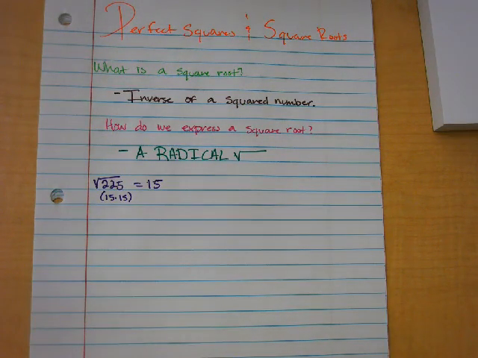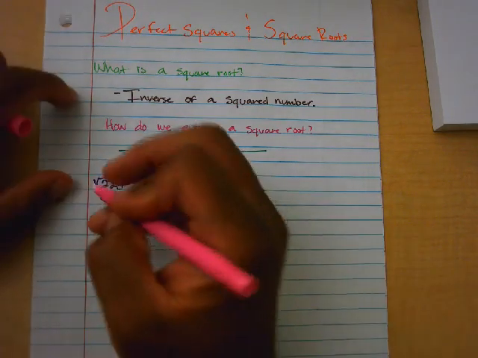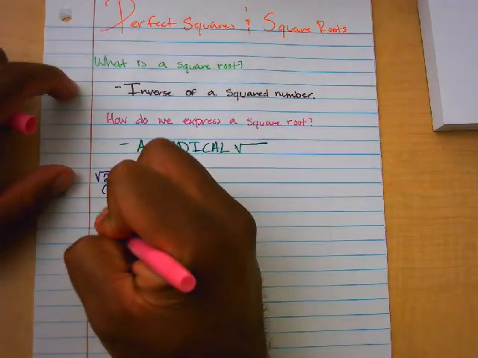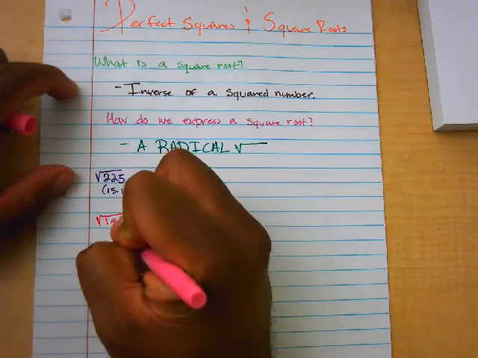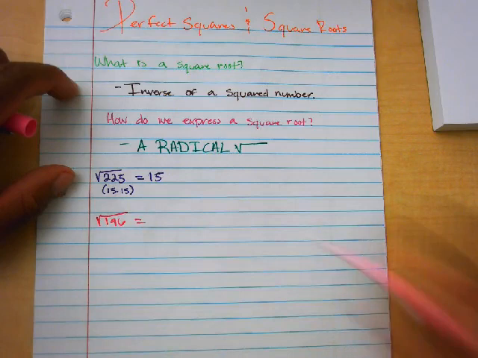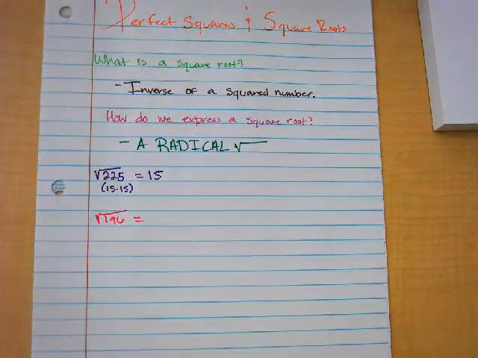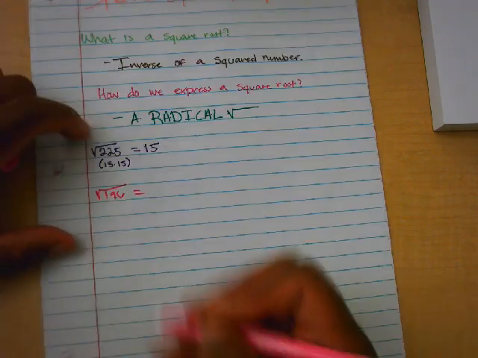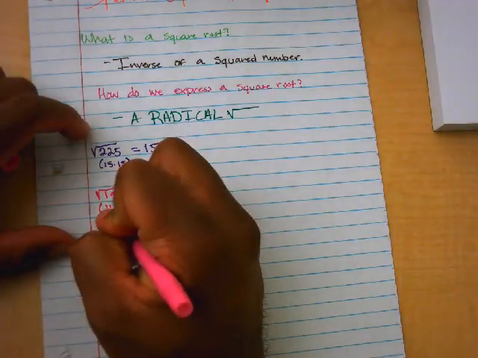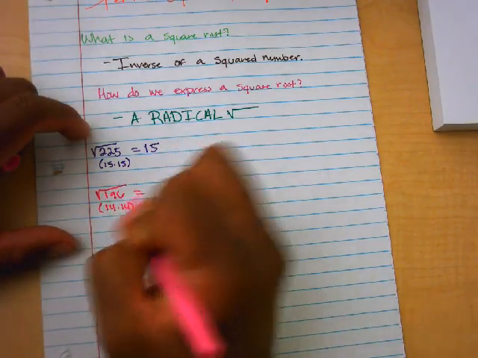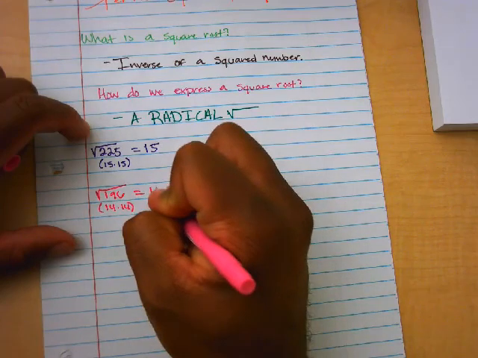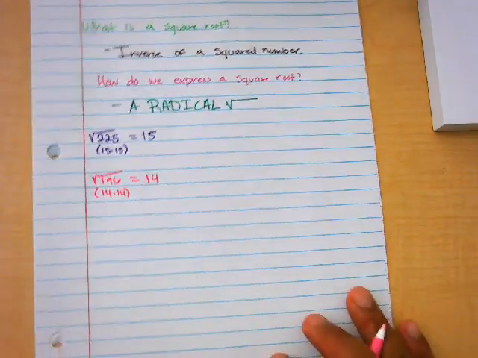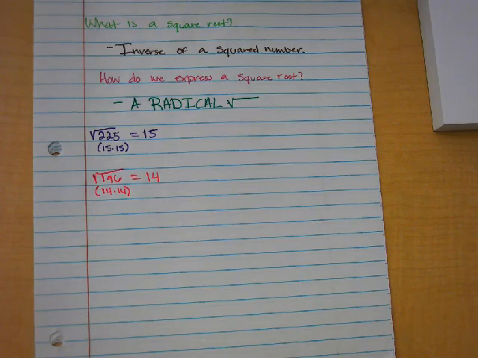So we look at another one. What happens if I say, what is the square root of 196? Well, what number do I multiply by itself to give me 196? If you did your perfect squares, then you know that it is 14 times 14. So 14 squared gives me 196. So the square root of 196 is 14.